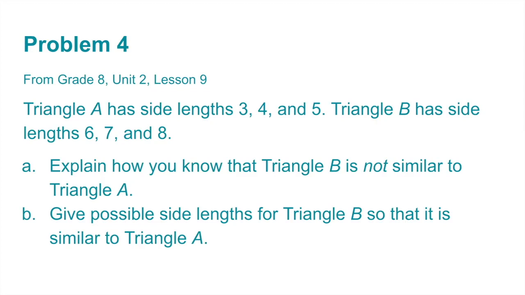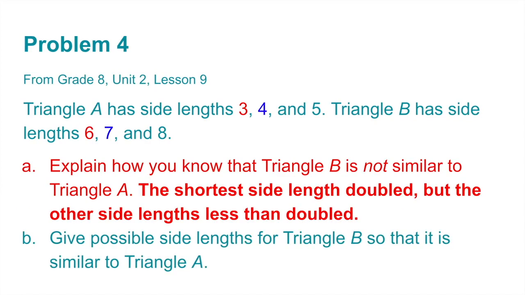Number 4. Triangle A has side lengths 3, 4, and 5. Triangle B has side lengths 6, 7, and 8. A, explain how you know that triangle B is not similar to triangle A. Triangle A has a small side length of 3, and triangle B's small side length is 6, and 6 is exactly double that of 3. Let's look at 4. If we doubled 4, we would get 8, but the second side length for B is 7 and not 8. The shortest side length is doubled, but the other side lengths are less than doubled.